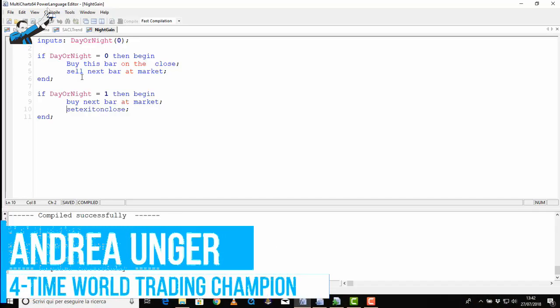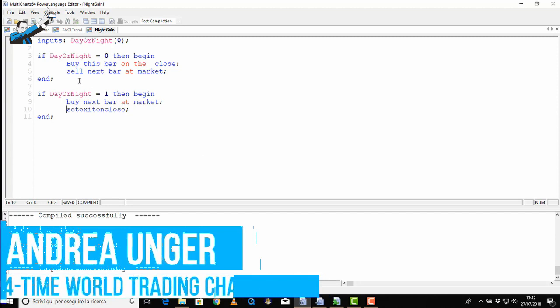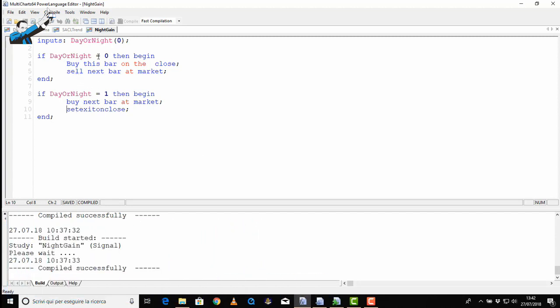Here we are, guys. We have this code here where we have an input, day or night, which can be zero, which means we are working at night: we buy at the close of a market and we exit immediately next bar at the open. So we keep an overnight position. When the input is equal to one, we enter at the open of a market and we close at the end of the day. So we keep a position during the day session, which is the normal. We write, let's say, the daily candle.